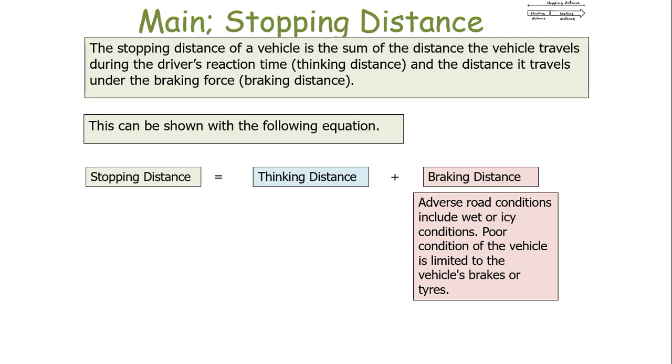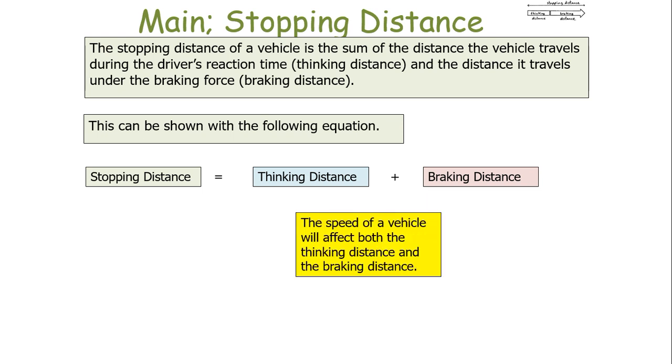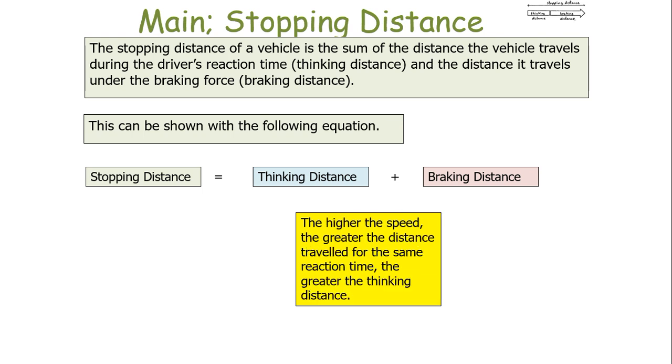Adverse road conditions include wet or icy conditions, and you can always think about the poor condition of a vehicle as either the vehicle's brakes or the tyres. As mentioned previously, the braking force, and therefore the braking distance, is affected by the mass of the vehicle and the deceleration of that vehicle. So the speed of a vehicle will affect both the thinking distance and the braking distance.